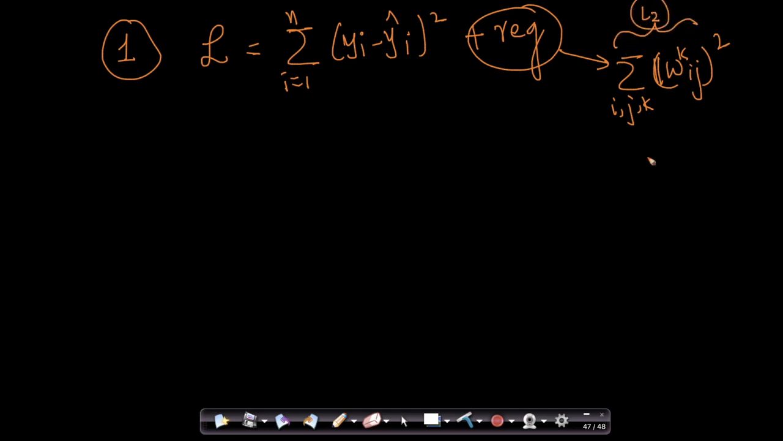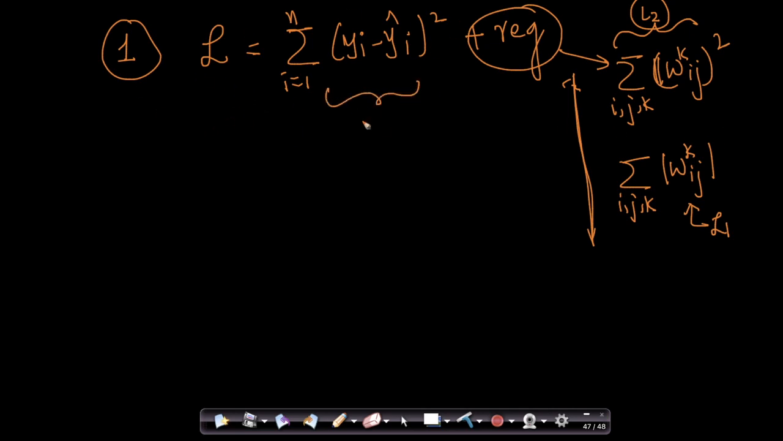How will the L1 regularization look? It will look like a summation over all the valid i, j, k's of the absolute value of w_ij^k. This is your L1 regularizer. But just ignore the regularization for now so that the optimization becomes simpler, because we understand regularization from logistic regression, etc. But just as a note, this is your L2 regularizer, this is how your L1 regularizer looks, and this is your loss function. And this is your simple squared loss.